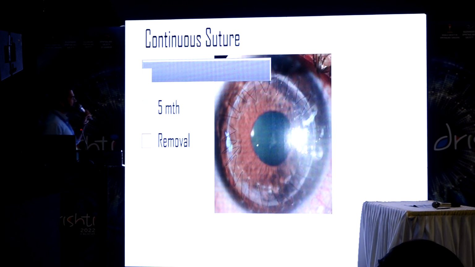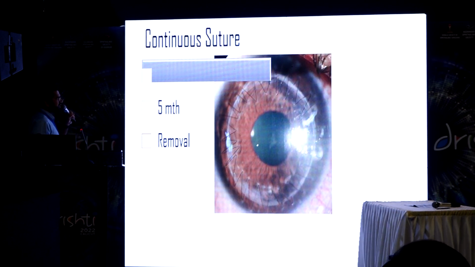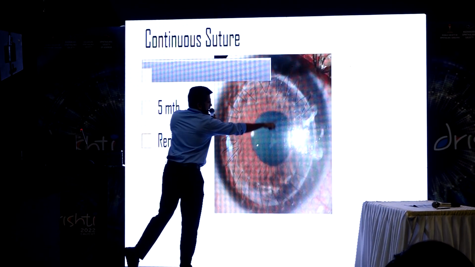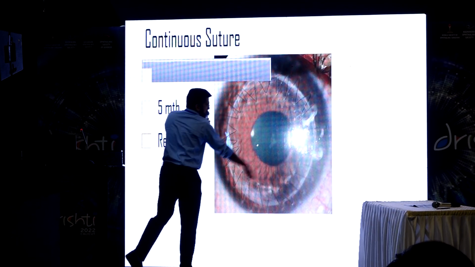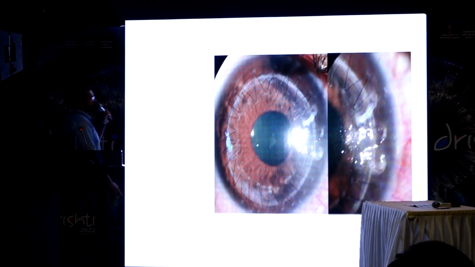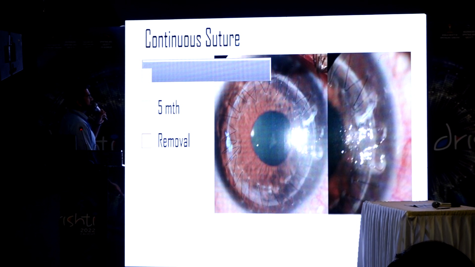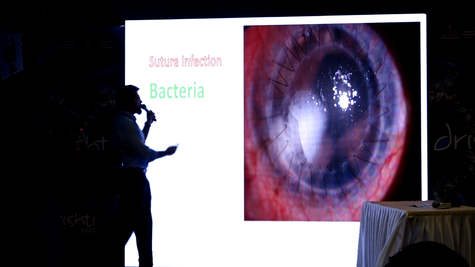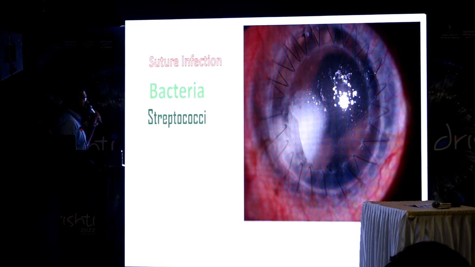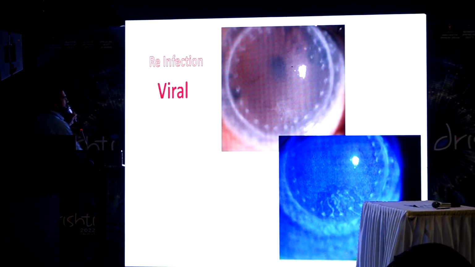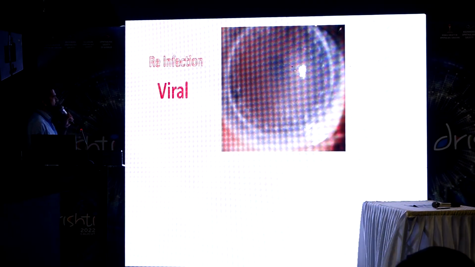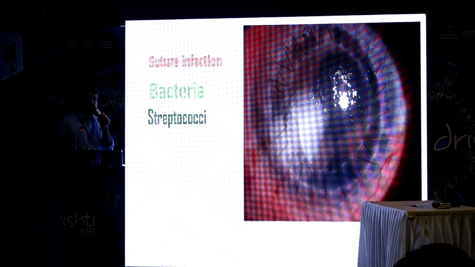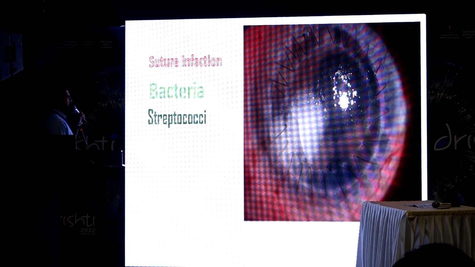Continuous sutures, again there is a challenge. We can usually remove it after the 5th month, but the problem is when you have these kind of scenarios wherein you can't just remove these sutures. Since it's a continuous suture, you will have to go ahead and remove the entire suture later on when there is an infection. So here suture related infections are usually bacterial, and it is by streptococcus. And here with streptococcus we usually manage by giving fortified ceftazidime or cefazolin.